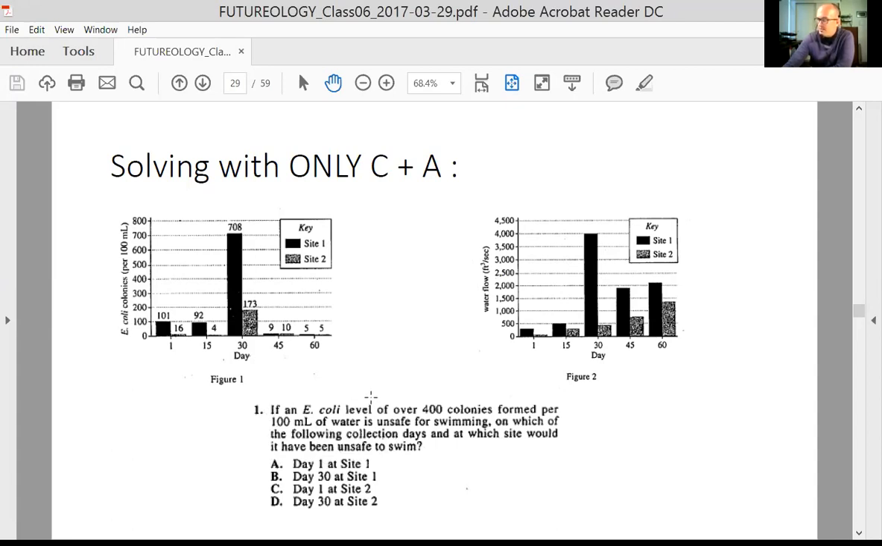That's absolutely fine, because all you need to be doing is paying attention to the E. coli level, and apparently of over 400. So E. coli over 400, and then you're trying to figure out unsafe to swim. A lot of the time, to solve a question, what you need to do is break it down in your mind. This question is focusing on E. coli level of 400. I wouldn't worry so much about the 100 milliliters of water, although it turns out the 100 milliliters of water is actually reciprocated over here. So we're probably going to be looking at figure 1.